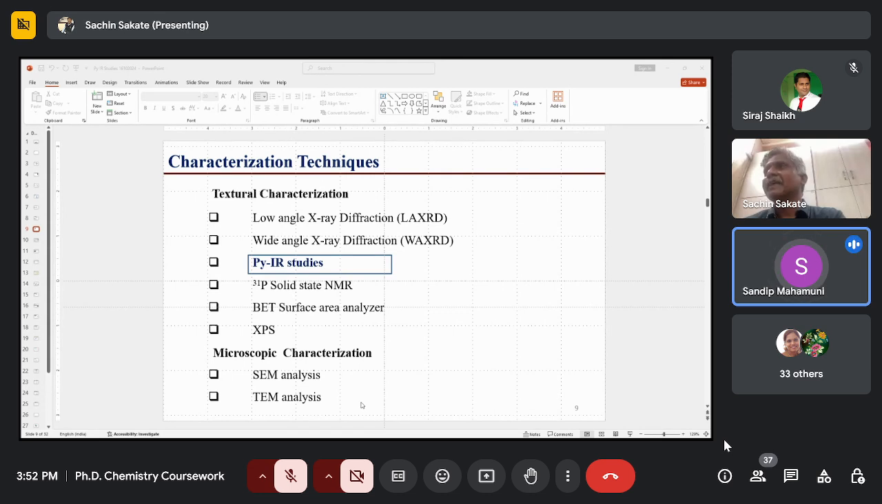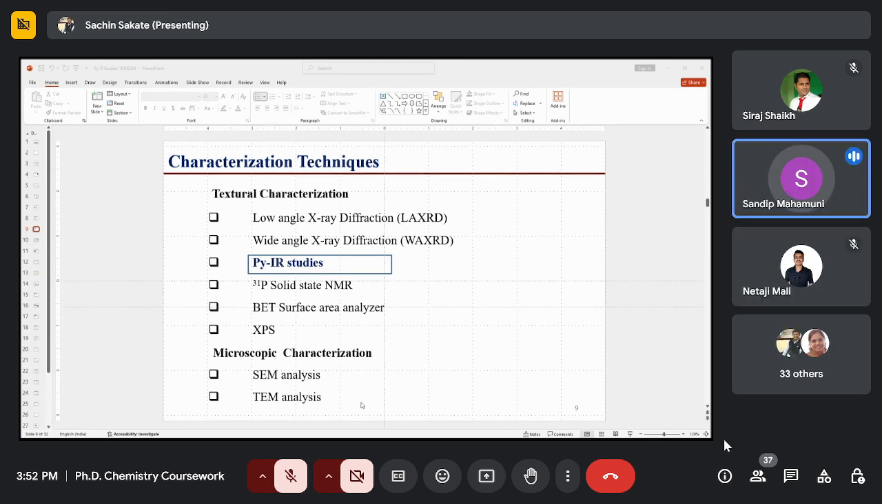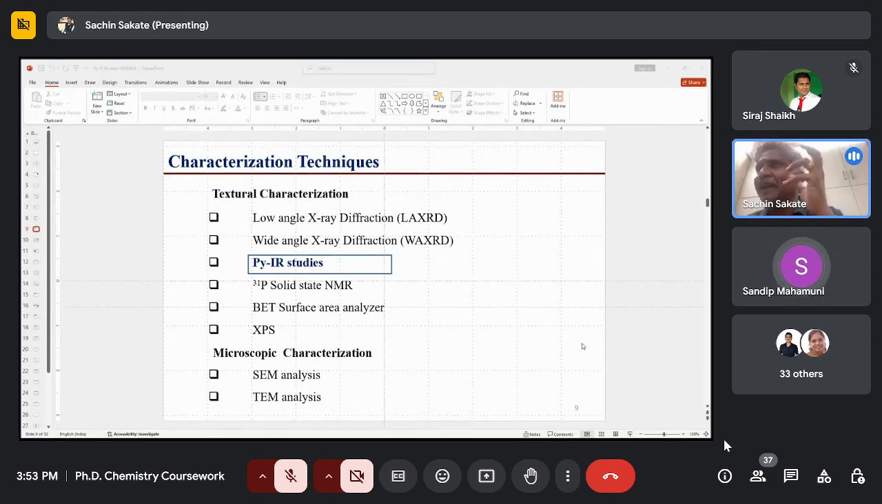More surface area will provide more reactive sites. Sandeep, I am hearing you very little. Can you please speak loudly? More surface area will provide more active sites and it will increase the reaction rate. You are absolutely right, Sandeep. But I am talking about pore size, pore volume, and diameter.